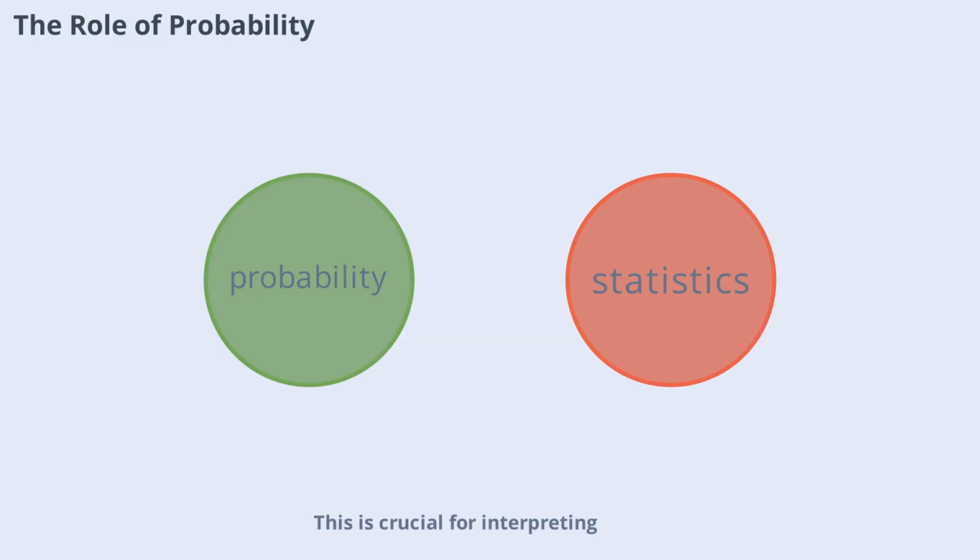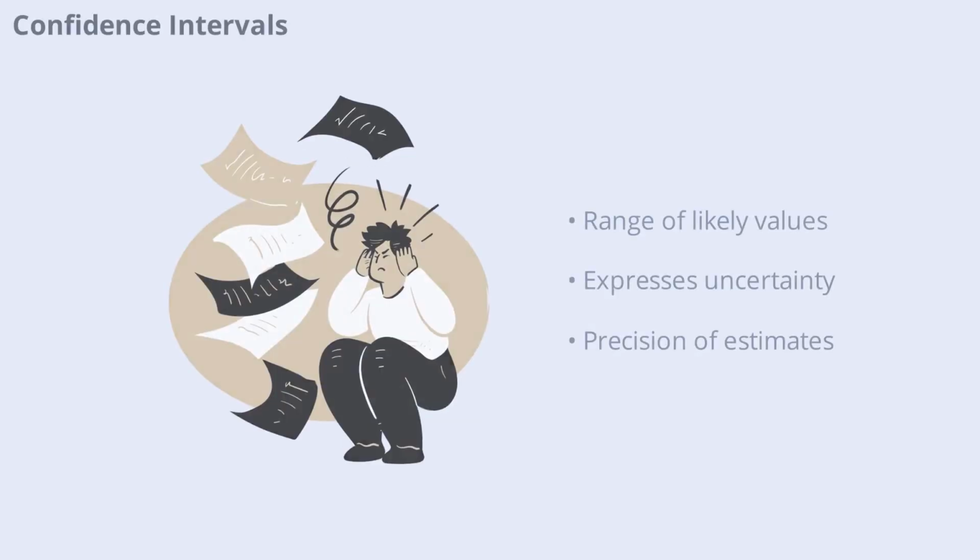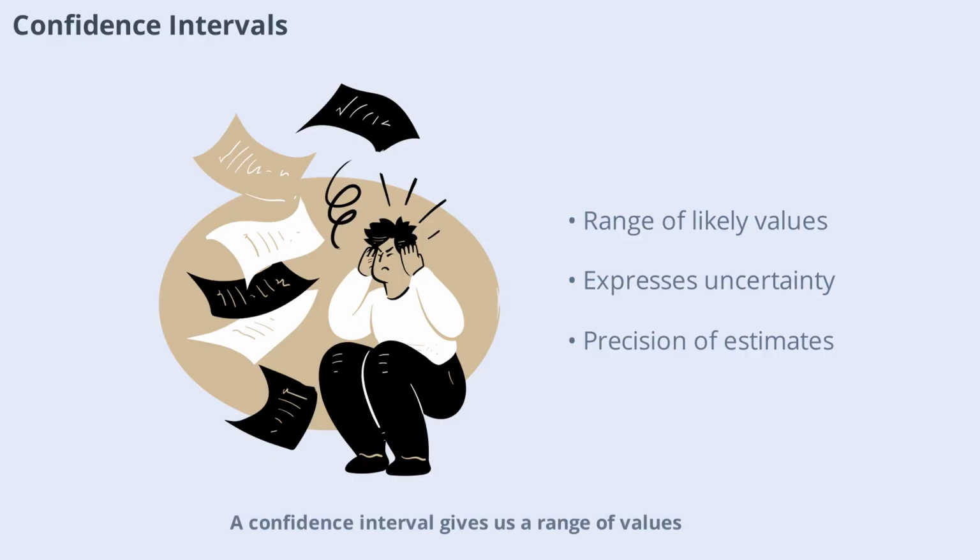This is crucial for interpreting statistical results and making sound conclusions. A confidence interval gives us a range of values within which we expect the true population parameter to fall. For example, if we estimate the average test score to be 75 with a 95% confidence interval of 70 to 80, we're saying we're 95% confident the true average lies in that range.